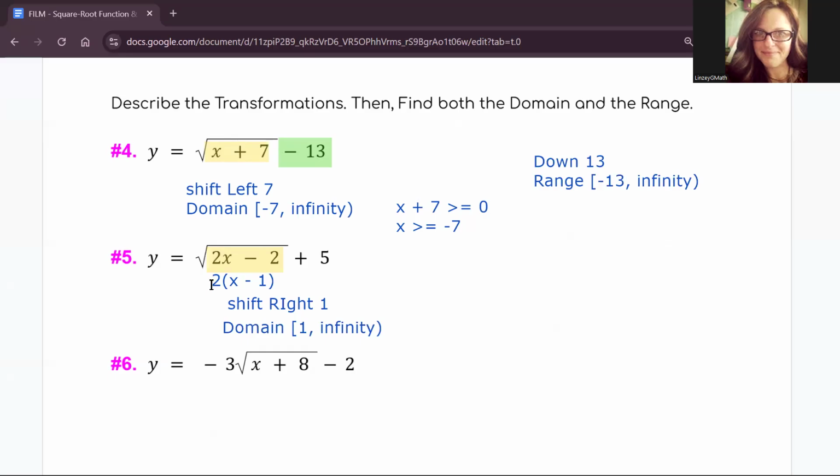The 2 on the outside of the parentheses under the radical will be a horizontal stretch or compression. The plus 5 on the outside of the square root will shift the graph up 5. So our range will now be 5 to infinity.